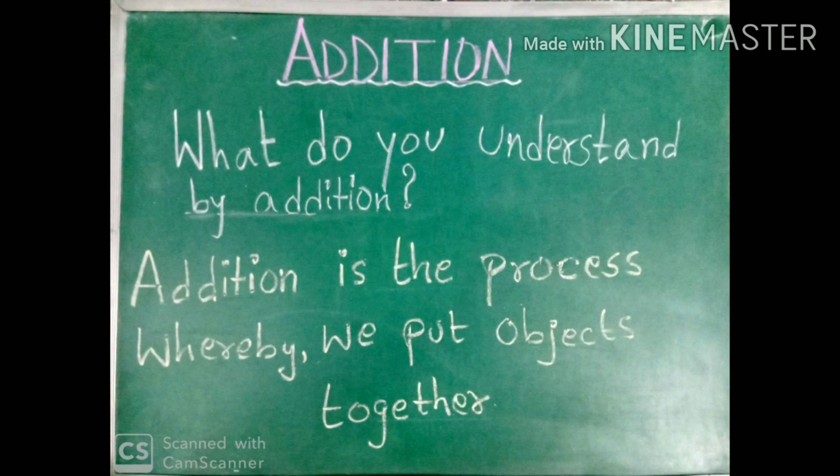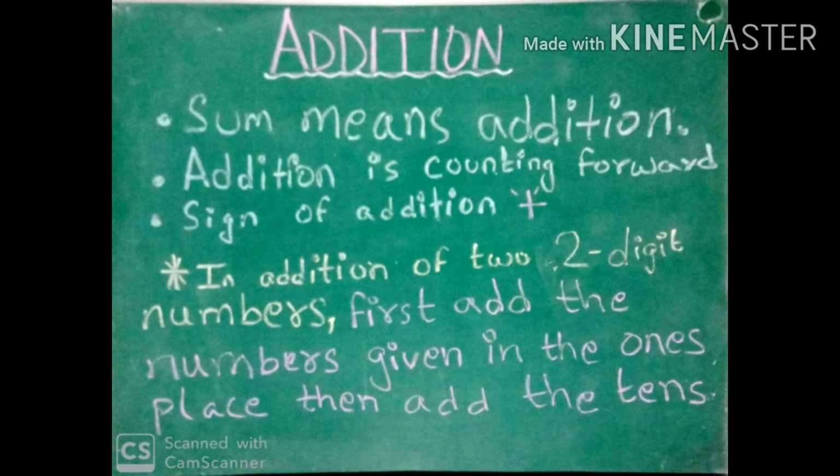Let us revise the concept of addition first. What do you understand by addition? Addition is the process whereby we put objects together. Now, let's see some basic points. Sum means addition. Addition is counting forward. In addition of two-digit numbers, first add the numbers given in the ones place, then add the tens.